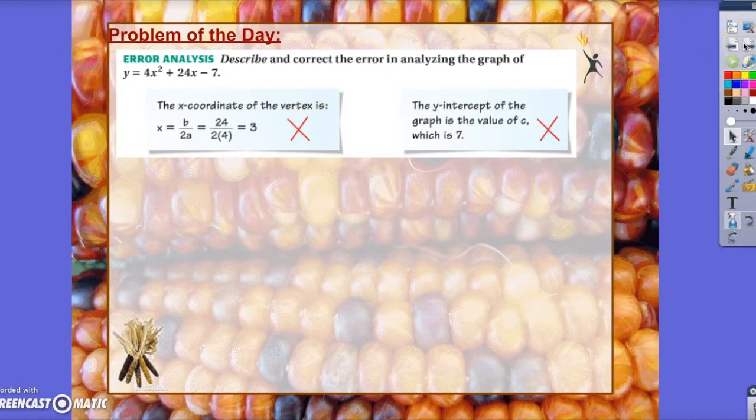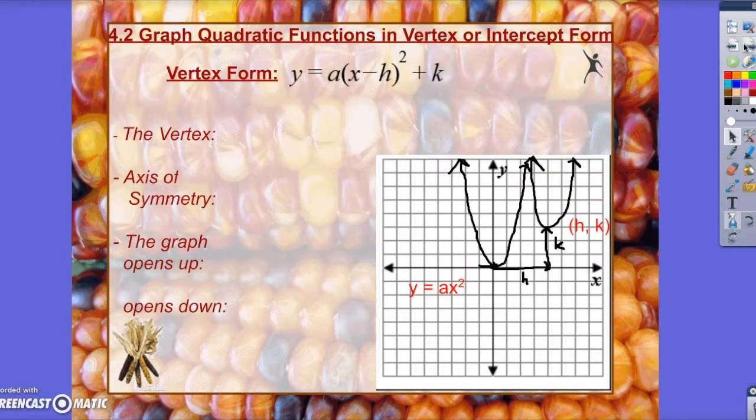Now we talked about lesson 4.1, which was graphing quadratic equations or functions in standard form. Well, today we're going to take a look at two other forms. So we're still graphing a quadratic function, but they look slightly different in form. We're going to look at vertex and intercept form today.